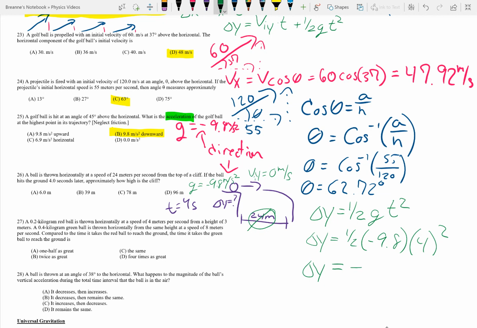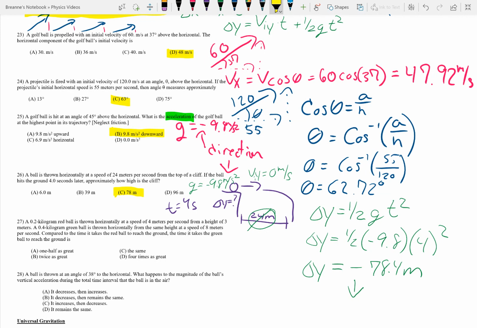So your height ends up being negative 78.4 meters. Now remember that negative is just telling you the direction. The ball is going down. But if it's asking for the height, you just get 78.4. Very good.